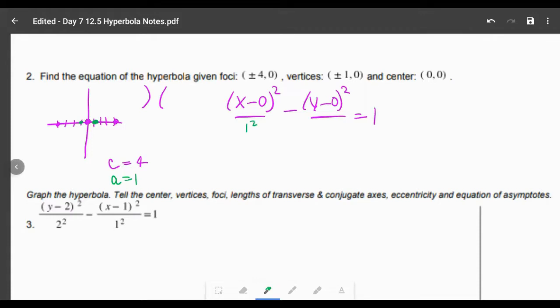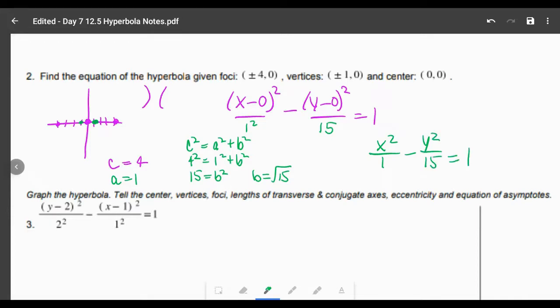Then we also know that c squared is equal to a squared plus b squared. So we know that 1 squared plus b squared should be equal to 4 squared, which is 16 minus 1, or 15, equals b squared. If you want to figure out b, you can write that down. That's square root of 15, but we're going to have to square it anyway. So I could just put a 15 underneath the y's. So my final answer, I'm going to simplify it a little bit, is x squared over 1 minus y squared over 15 equals 1. And that is the equation of the hyperbola given the information above.